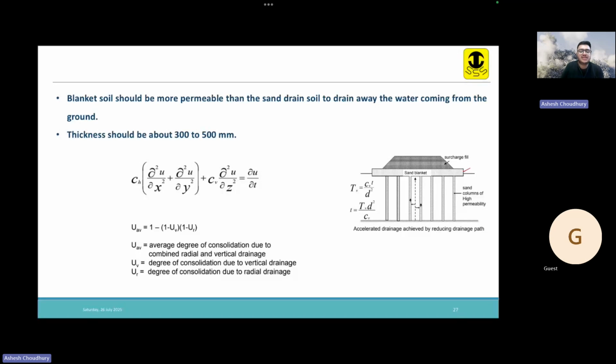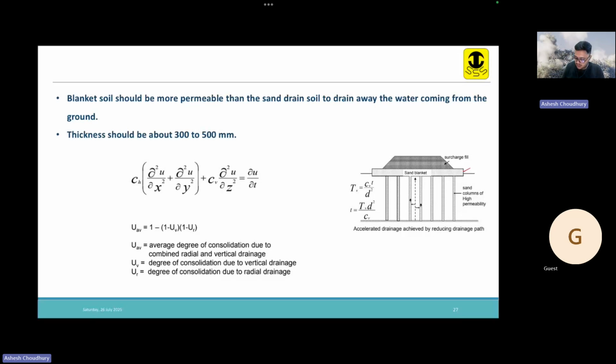So this is the case of three-dimensional consolidation, right? In one-dimensional consolidation, we only have vertical drainage, but in three-dimensional consolidation, we have radial drainage as well as vertical drainage. Due to the radial drainage and vertical drainage, you have 3D consolidation.